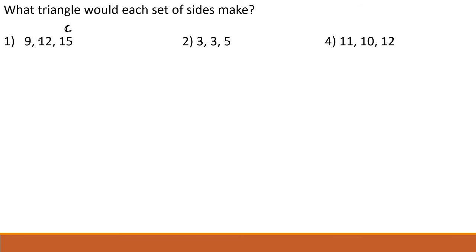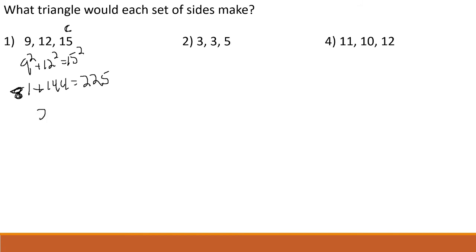9 and 12 can either be A or B. It doesn't matter which one you call which. But as long as you get C identified first, that's the main goal there. So 9 squared plus 12 squared equals 15 squared. Let's see if this is true. So we have 81 plus 144 is equal to 225.